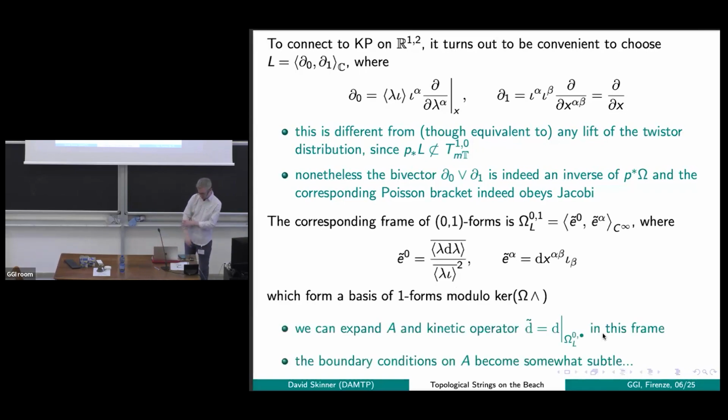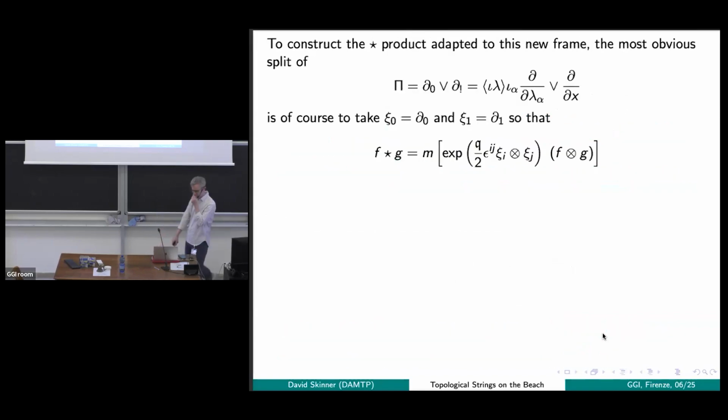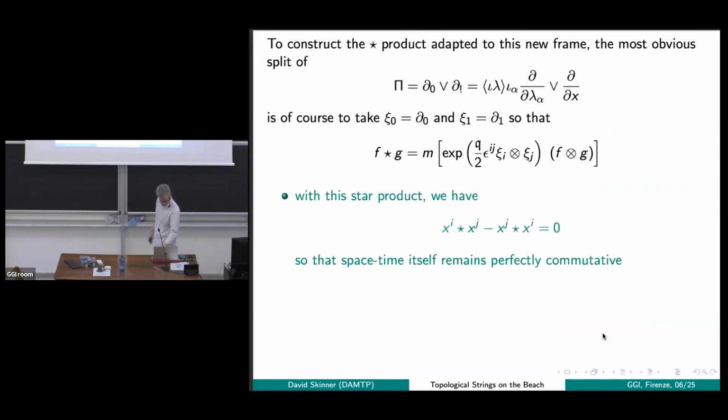The corresponding basis of forms in which we'll expand our fields look like this. These are just dual to these vector fields. And so we can expand A and our kinetic operator in this frame. The boundary conditions on the field become a bit subtle. Let me not go into that. Okay, so now we're going to construct a different star product using this different bracket. I'm just taking my new vector fields, the ones that I'm treating as holomorphic, and expanding them that way. And so now with these vector fields, my star product is defined the same way as before, but now the vector fields are different.